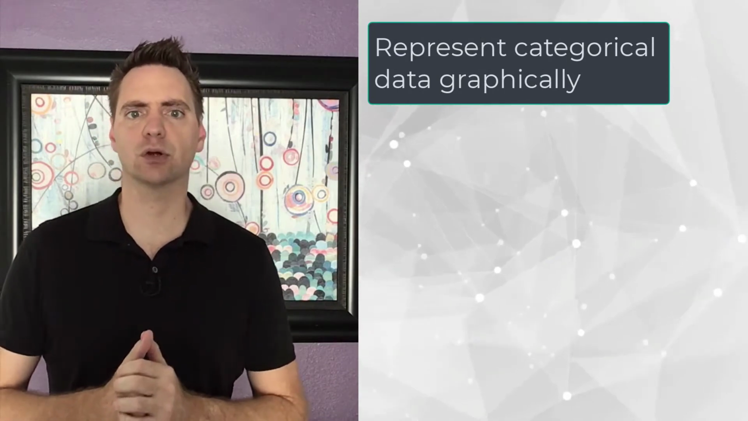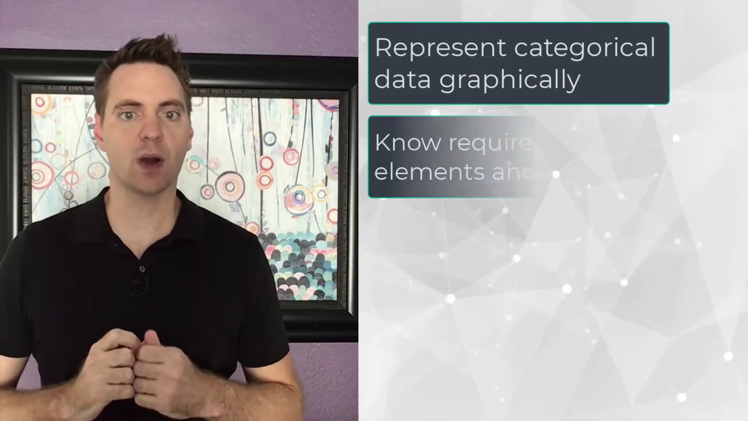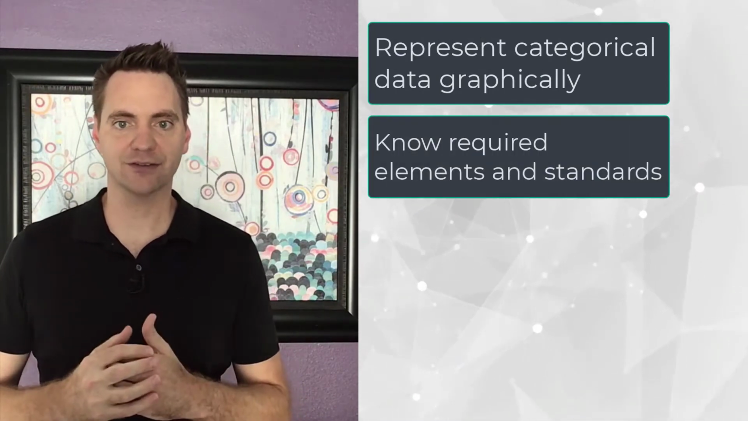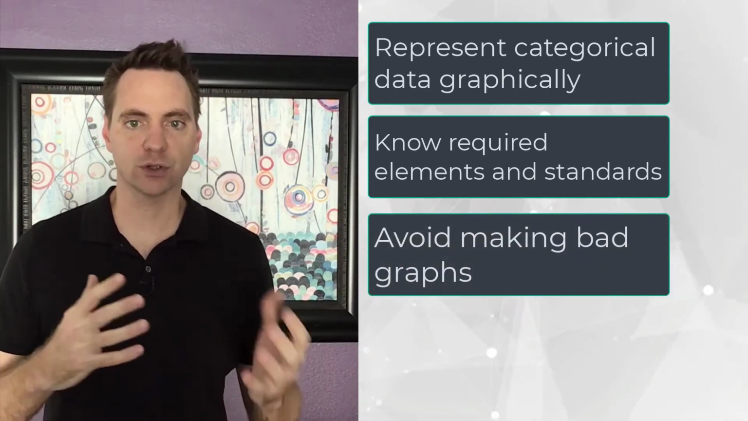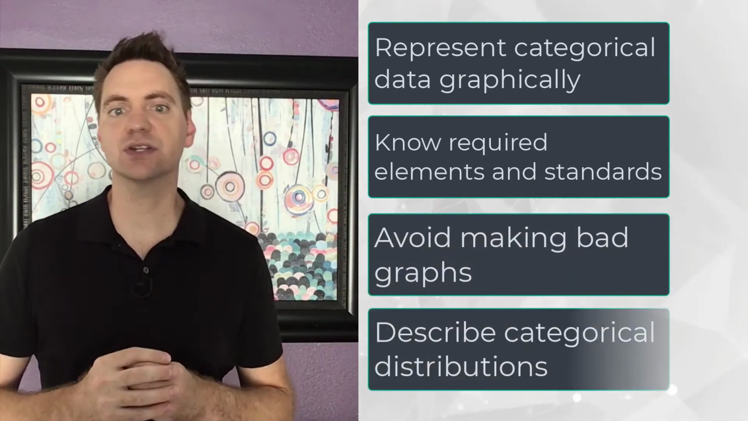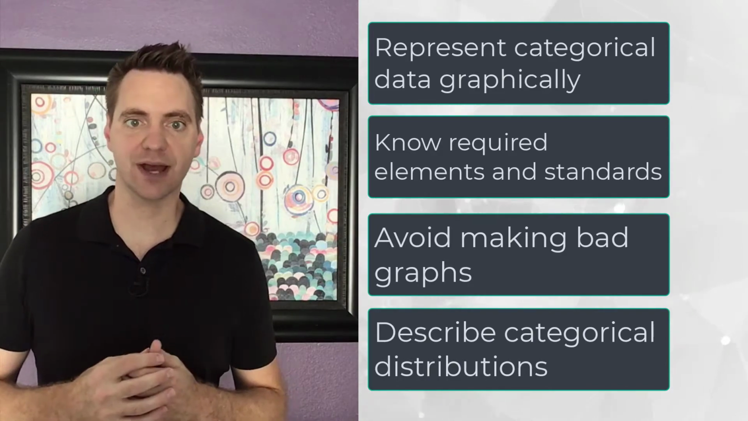The objectives for this lecture are to represent categorical data graphically, to know the required elements and standards of a useful graph, to avoid making bad or distorted graphs, and finally, to describe a categorical distribution from its graph.